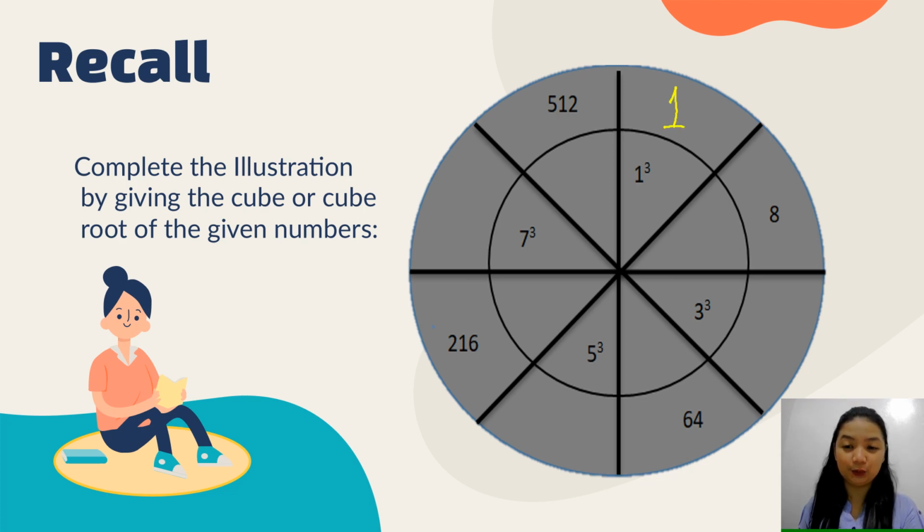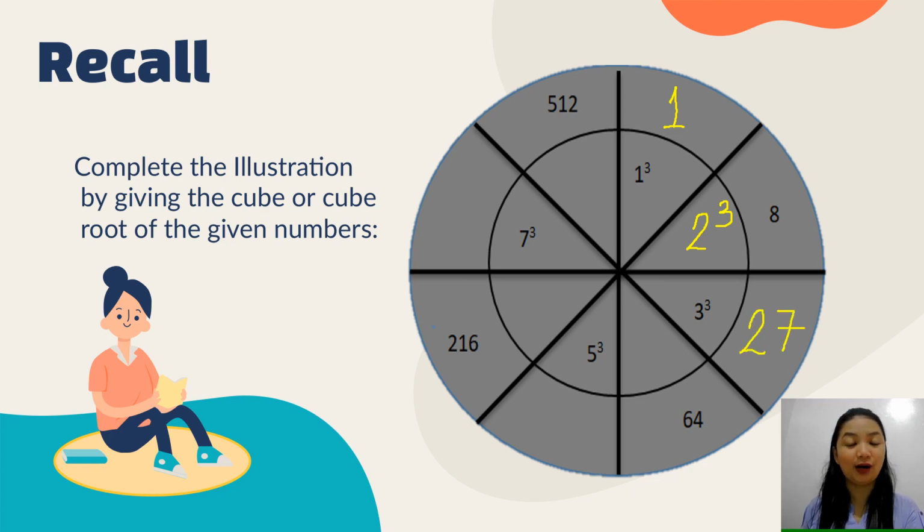How about getting the cube root of a number? Yes, you must think of a number wherein when it is multiplied by itself thrice, the number will give us 8. And what is that number? Correct, that is 2. Since we have 2 times 2, 4 times 2 is 8. So we write here 2 cubed. How about 3 cubed? 3 times 3, 9 times 3, yes, it's 27.